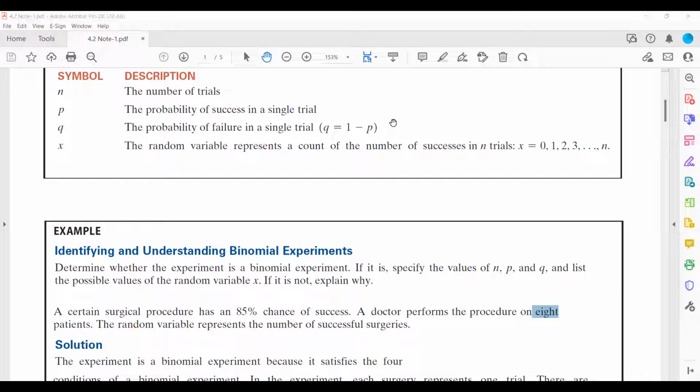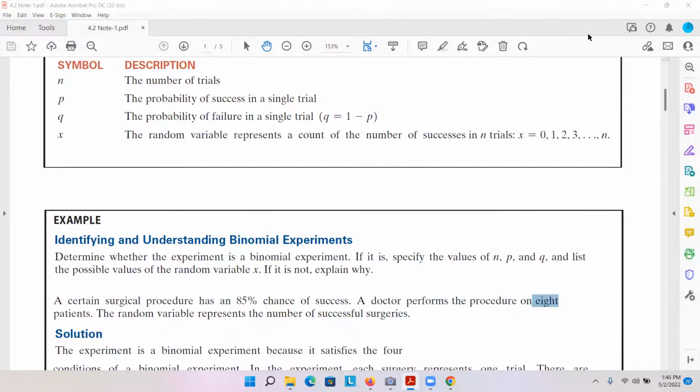So let us run the poll. Is it a binomial experiment or not? Please take your time and answer the poll. Make sure if your answer is yes, it's a binomial experiment, specify your n, p, q, and also what x is. If it's not a binomial experiment, you need to mention why it is not.